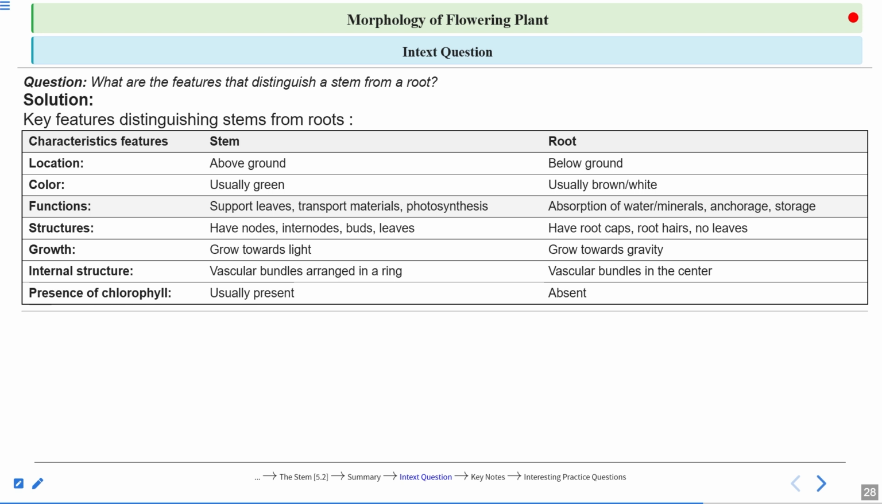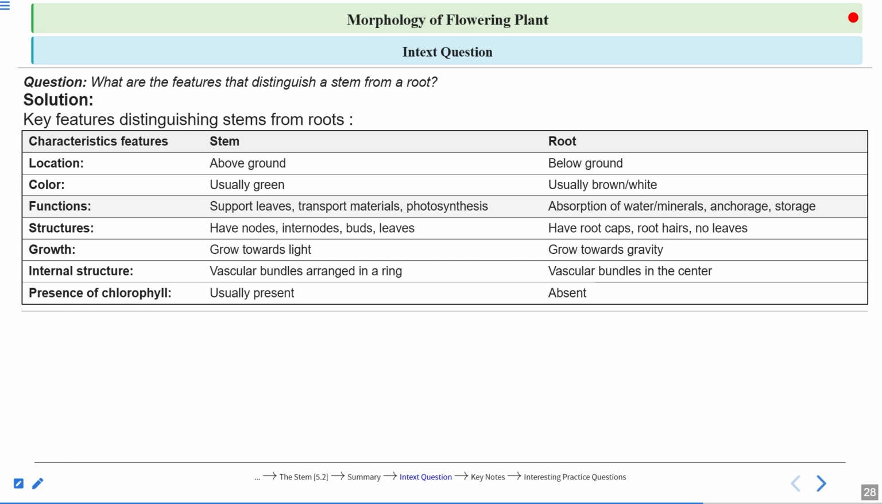They also give rise to buds and leaves from this nodal region only, never from the internodal region. Roots have a root cap and root hairs, and they do not have any leaves. In growth, stems grow towards light and roots grow towards gravity. Stems grow upward, showing negative geotropism but positive phototropism. Roots grow towards gravity, showing positive geotropism but negative phototropism.